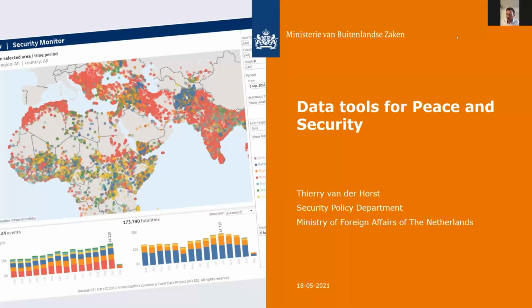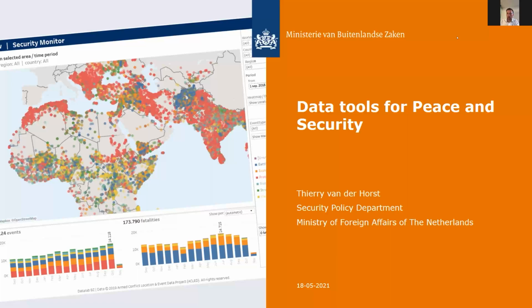I myself am just a humble policy officer in the security policy department, but nevertheless we managed to pick some low-hanging fruits to support our work. And very similar to what the German colleagues just showed, we are trying to look at different parts of our work and inform that in different manners.